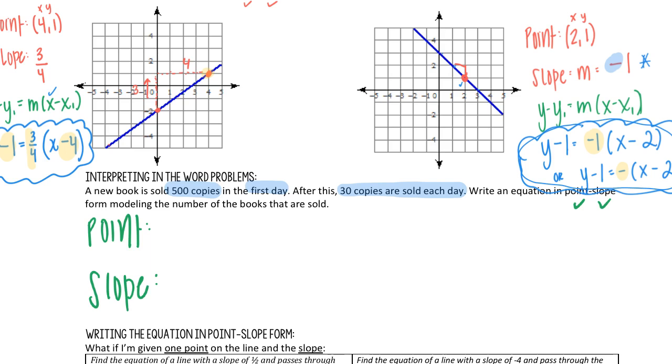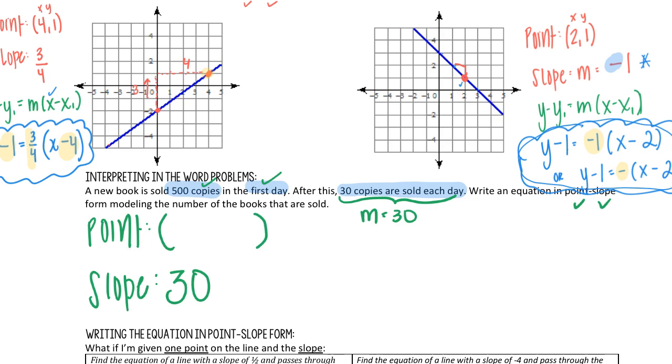Now, let's think about the things that are given. They tell us that 500 copies are sold in the first day. They also tell us that 30 copies are sold each day after that. This rate of change, this 30 copies sold each day, what part of the equation are they giving us here? They're giving us the rate of change, which is our slope. So we know our slope is 30. We're selling 30 books every 1 day.